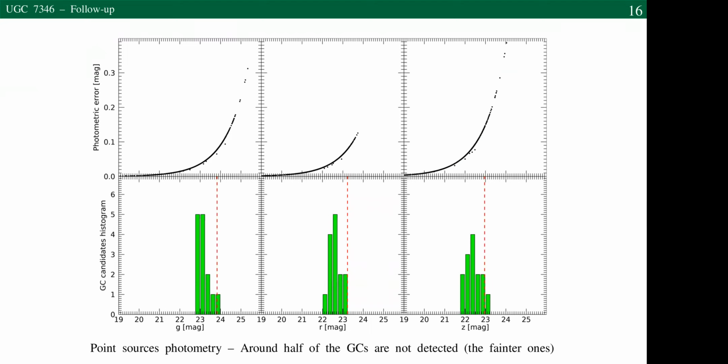First of all, the point source completeness. Our point source detection only allows us to detect around half of the expected globular clusters. In the top panels, I show the photometric errors for point source detection in all the 3 bands. And in the lower panels, I show the luminosity function of the detected globular cluster candidates. The red vertical dashed line marks the expected peak of the luminosity function for a galaxy in Virgo. So as you can see, we are detecting around half of the globulars.